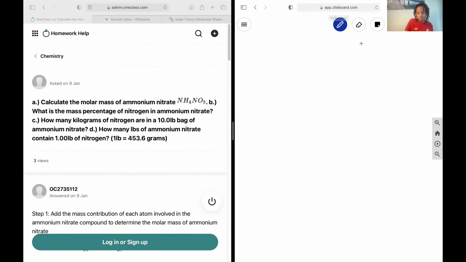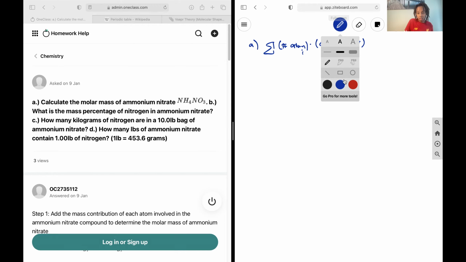Okay, and then lastly, we would like to figure out the molar mass of ammonium nitrate, calculate the mass percentage of nitrogen in ammonium nitrate, figure out how many kilograms of nitrogen would be in a 10-pound bag of ammonium nitrate, and how many pounds of ammonium nitrate would be in 1 pound of nitrogen. So to figure out the molar mass, of course, we're going to sum the number of a specific atom multiplied by that atom's atomic mass. Think about it like that.